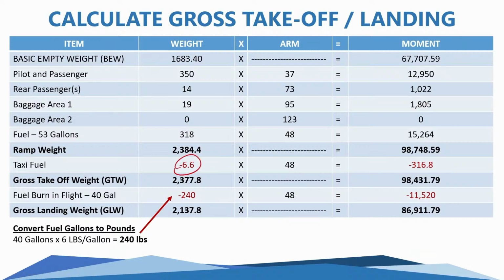We're going to go ahead and continue this process here. So here is the last one that we did. And what that will give us is a gross takeoff weight. And we want to obviously make sure that we're under whatever the limitation is. For this airplane, it happens to be 2,500 pounds. So we're good to go.